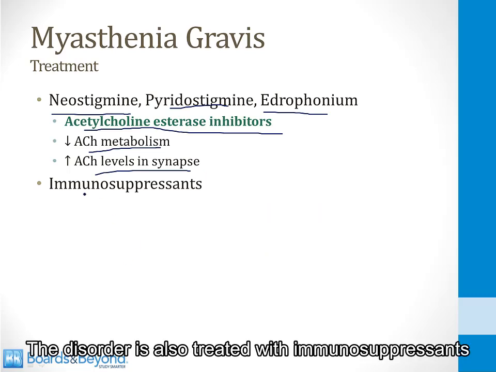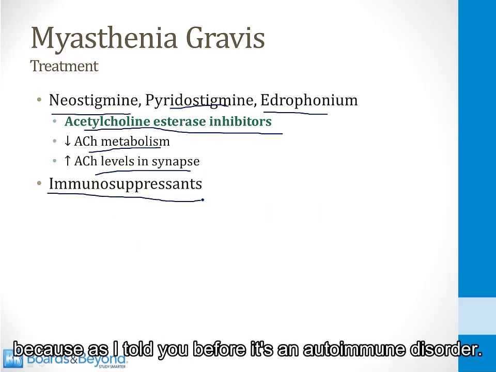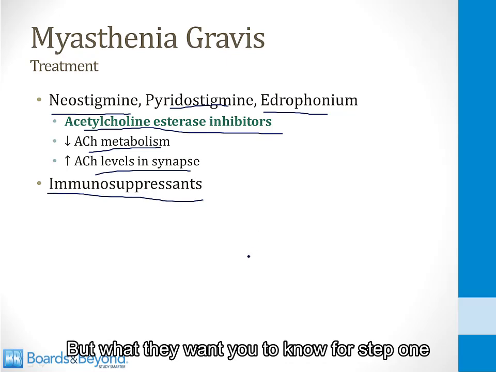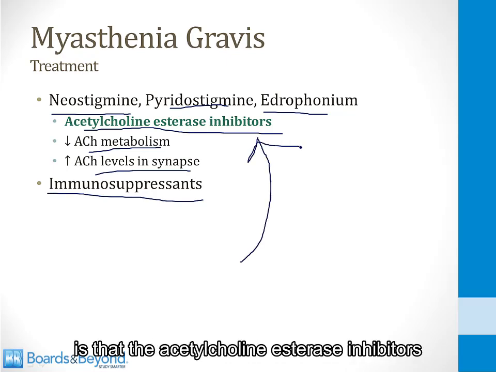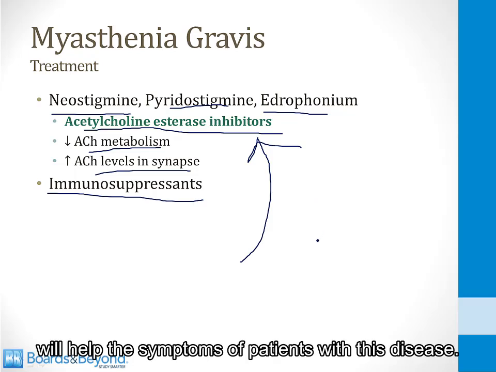The disorder is also treated with immunosuppressants because, as I told you before, it's an autoimmune disorder. But what they want you to know for Step 1 is that the acetylcholinesterase inhibitors will help the symptoms of patients with this disease.